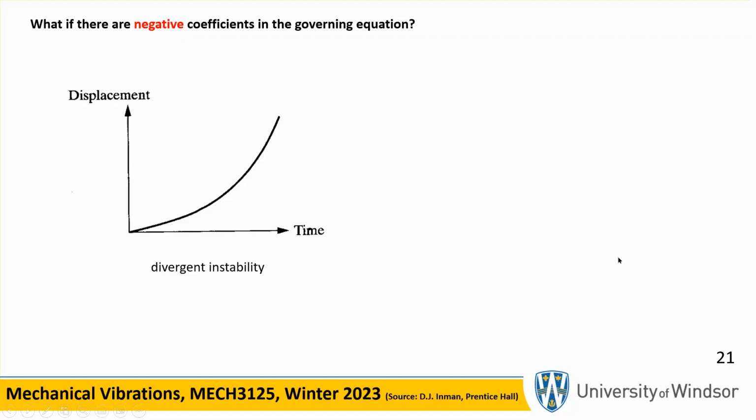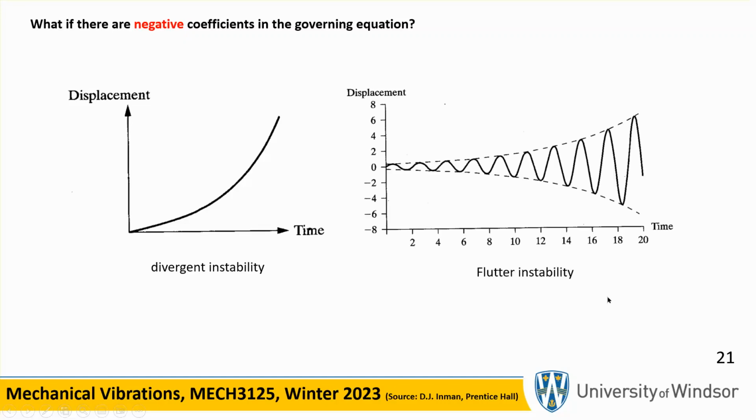In that case, if the k is negative, for example, one of them is negative, you will have unbounded oscillation. Okay, and that's what we call unstable. If it looks like that, it's called divergent instability. If it's like this, it's called flutter instability. Wing flutter is a common cause of crashes, and therefore you see, for example, displacement grows, etc.